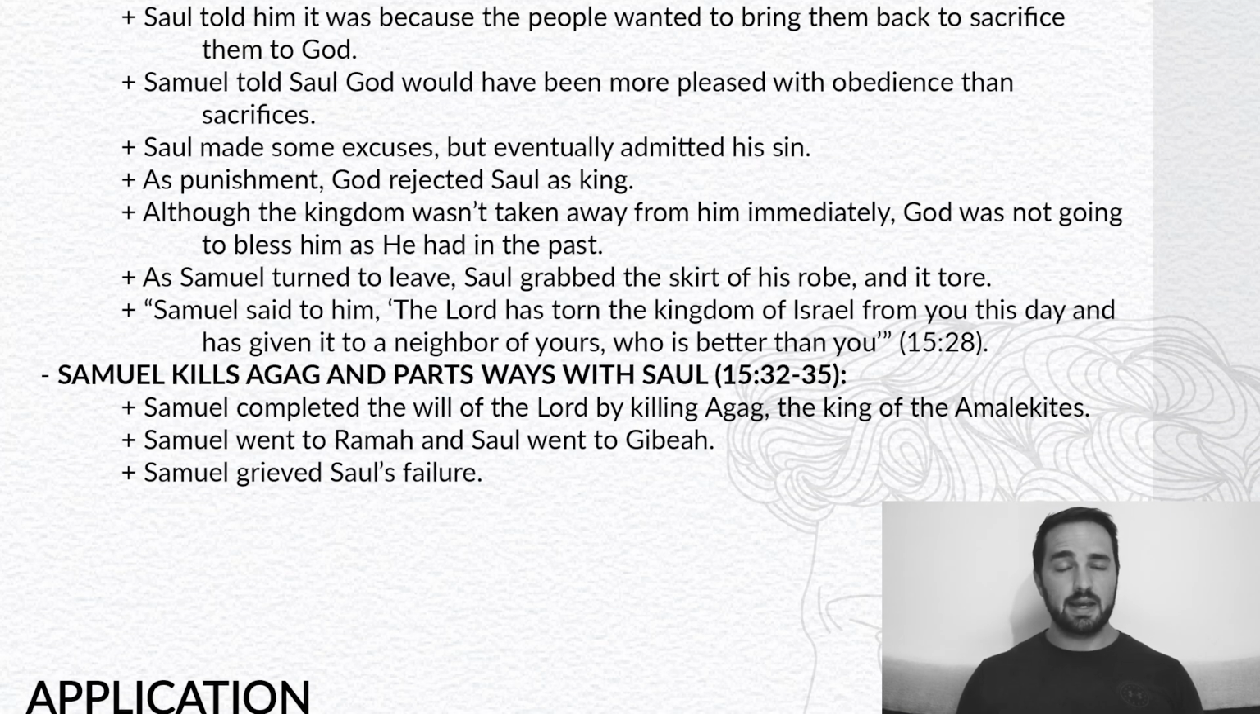Samuel kills Agag and parts ways with Saul. So Samuel ended up having to complete the command of the Lord to kill Agag, the king of the Amalekites, and he did that. Samuel then went to Ramah, that's where his home was, and Saul went to Gibeah.